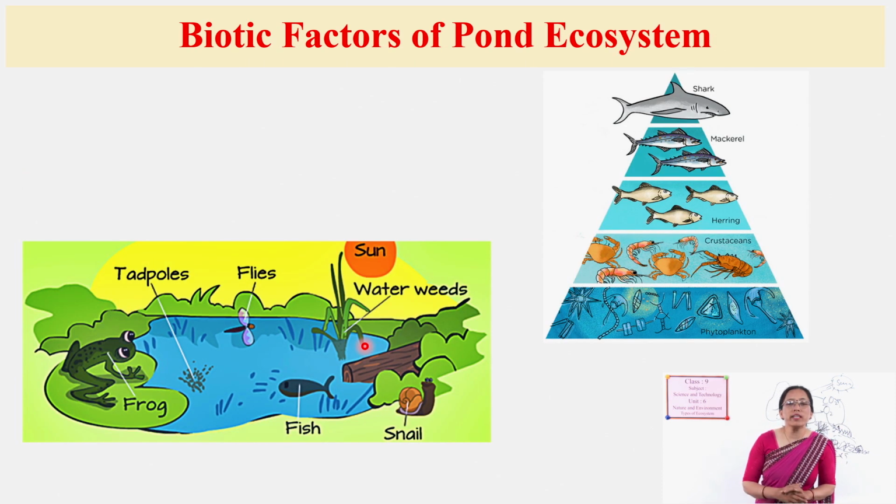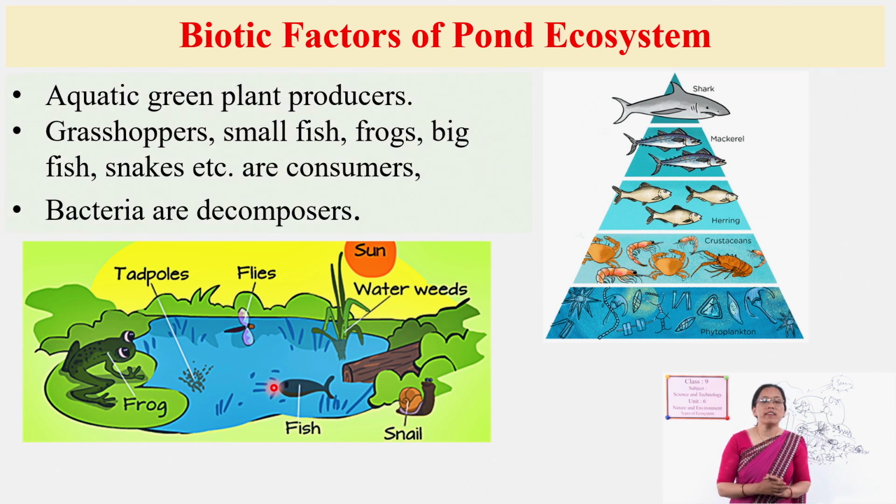Now what are the biotic factors of the pond ecosystem? In the pond ecosystem, there are aquatic green plants present. Yes, very small green plants are present, algae is present, and these are fed by small zooplanktons, and there are some fishes. In this way they are eaten and being eaten by others. The cycle is going on, and here you can find bacteria as decomposers.